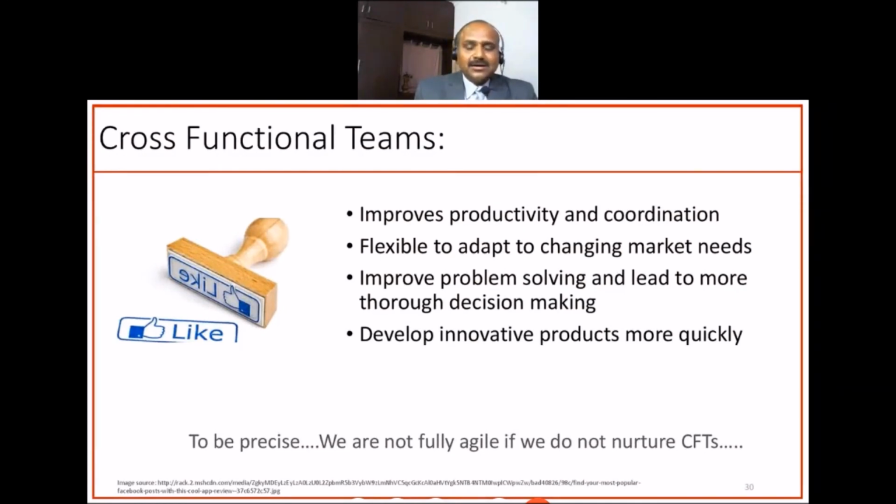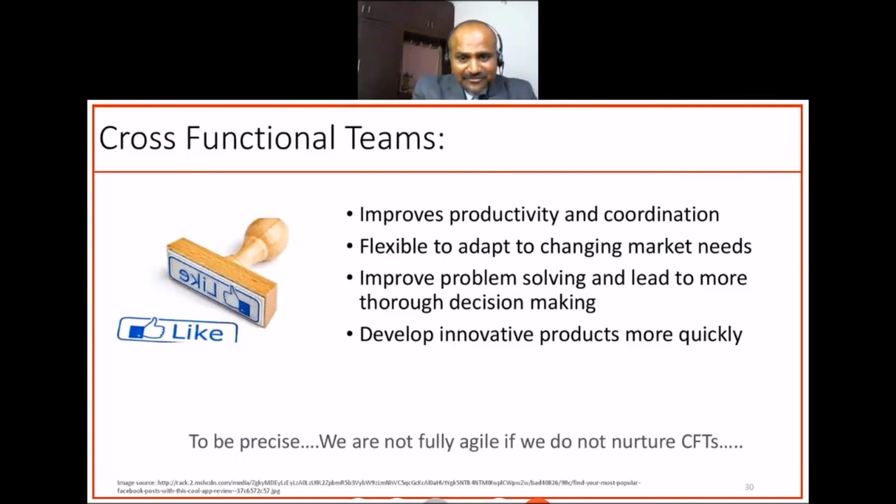Similarly, it improves problem solving because it gives a comprehensive thought process to the team. Earlier they were specific to a particular component. Now they think in a 360-degree way. That provides good problem-solving skills to them, and they can take better decisions, and then innovation happens. So for you to be really agile, flexible and adapting to change, we have to reach this stage. Without this, we are not really agile.